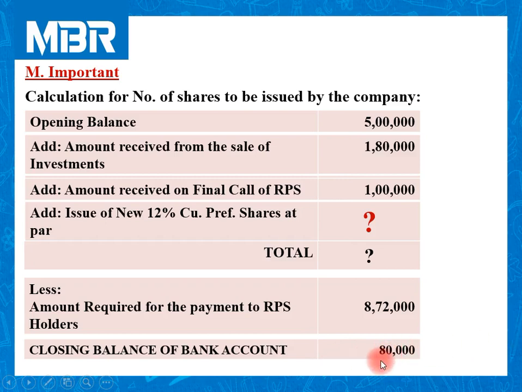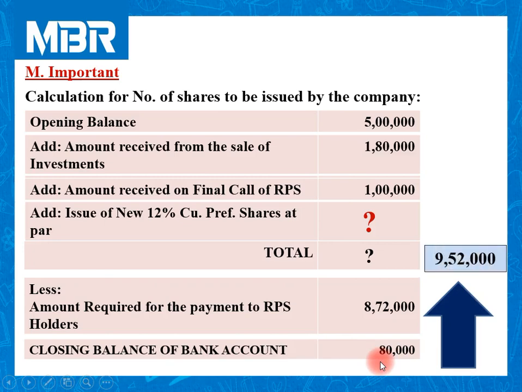Simply reverse the calculation for the purpose of finding the figures. If you want to pay 8,72,000 to RPS holders, and after payment of 8,72,000 you would like to maintain 80,000 as a bank balance, you should have rupees 9,52,000 as your receipt.